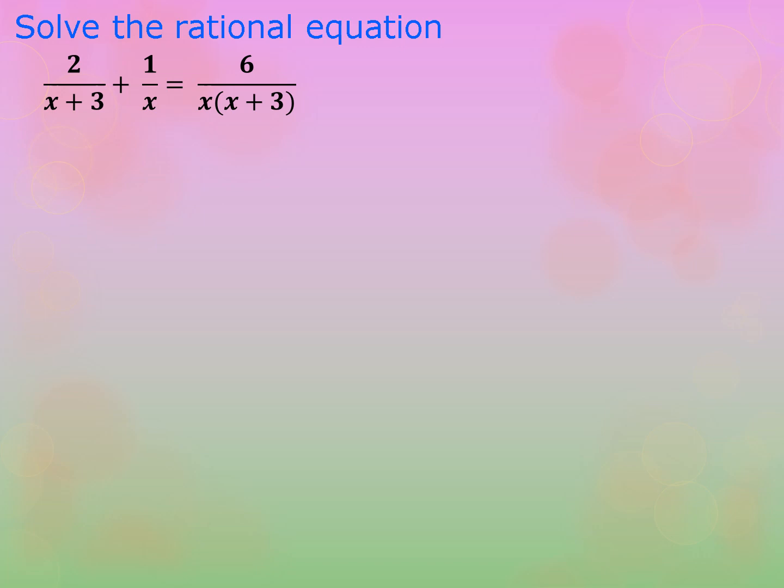Now, the next thing I need to find is, what is my LCD? So if I look, I've got x plus 3, and I've got them over here, so it's a single x plus 3, and then I've got an x, and then an x. So basically, x plus 3 and x, that's going to be your common denominator.